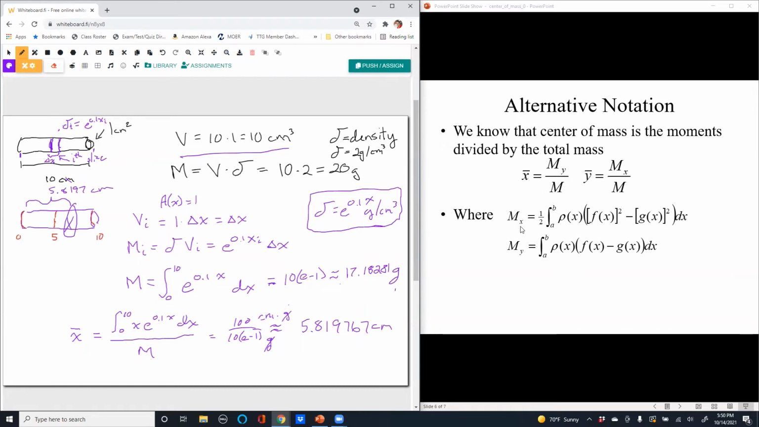But what it does is it allows us to get the m sub x, which is the moment for y bar, in terms of x. So we don't have to do any finagling.